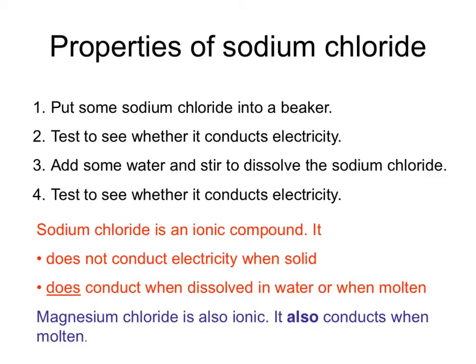And there's another way that we can get the sodium chloride to conduct electricity, and that's by melting the sodium chloride. This also allows the ions to be free to move. Other ionic compounds like magnesium chloride or sodium iodide, for example, would also conduct electricity in the same way.